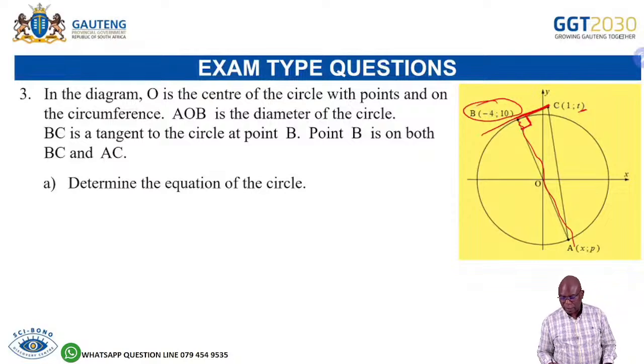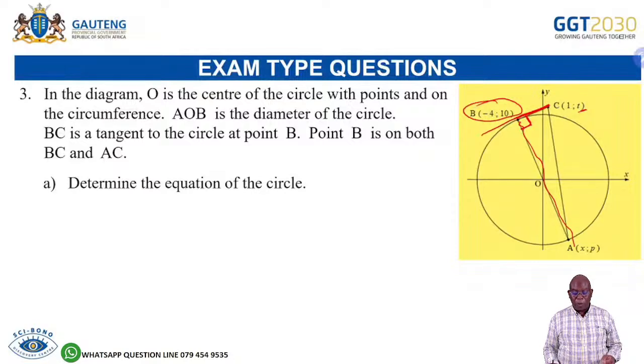That's all that I need. I need only 1 point to get the equation of the circle. But that point must be on the circle. If you look at C, it is not on the circle. Even if I knew T, I will not get the equation of the circle because that point is not on the circle.